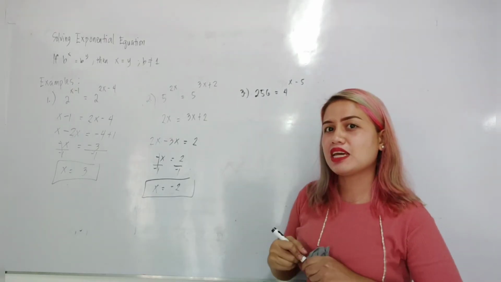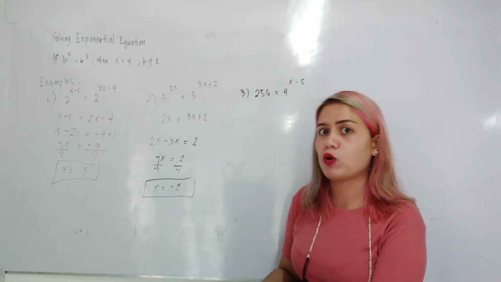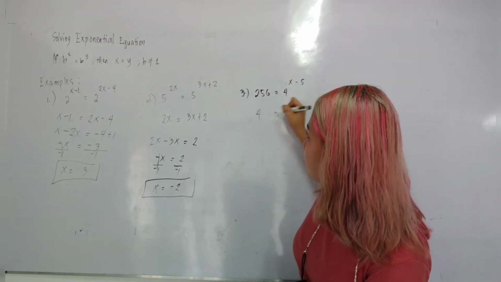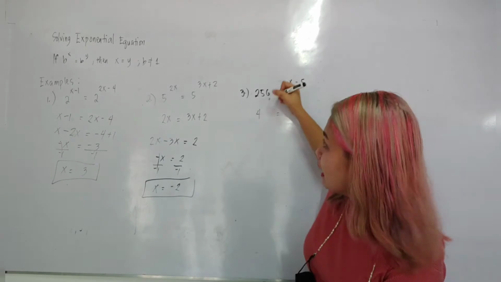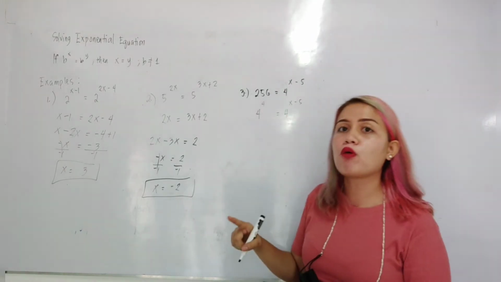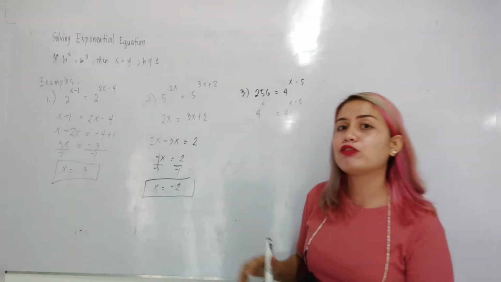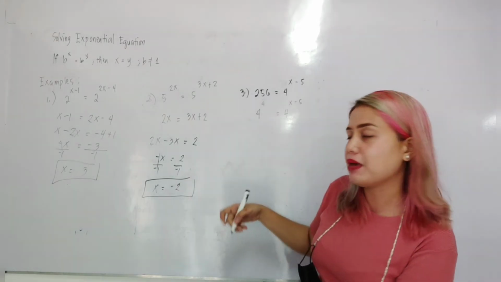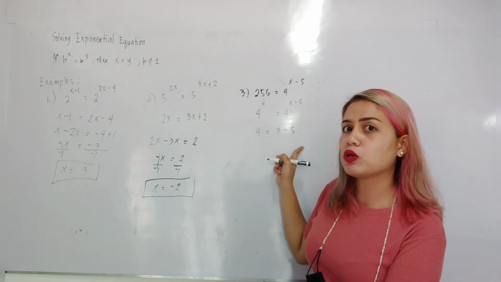No. So our goal here is to transform 256 into its exponential form with base 4. So what should be the exponent of 4 to get 256? Yes, you're right. It's 4. You can check it by multiplying 4 times 4 times 4 times 4, and you will have 256. And by using the one-to-one property, we can automatically omit the base and equate our exponents. So you have 4 is equal to x minus 5.